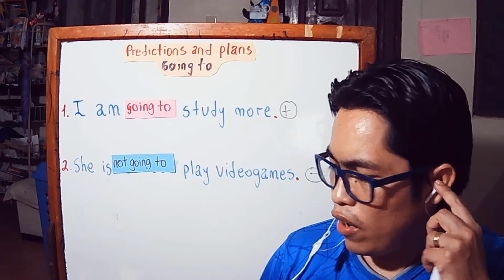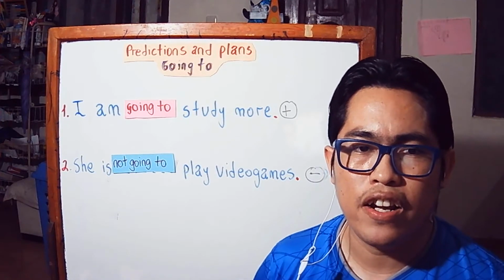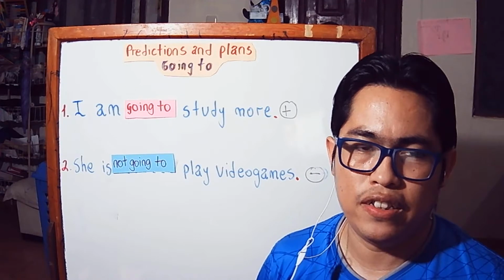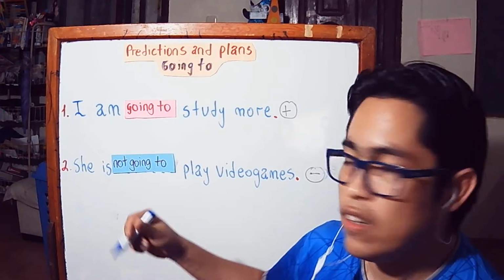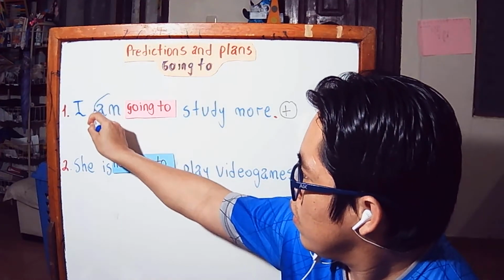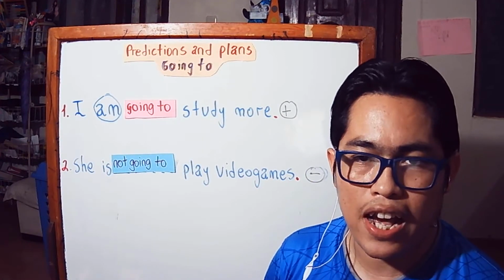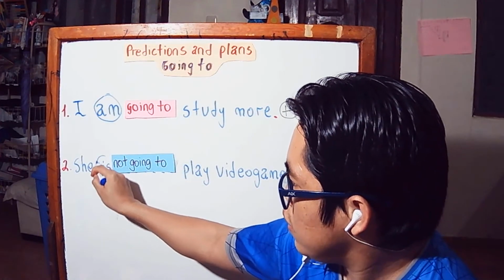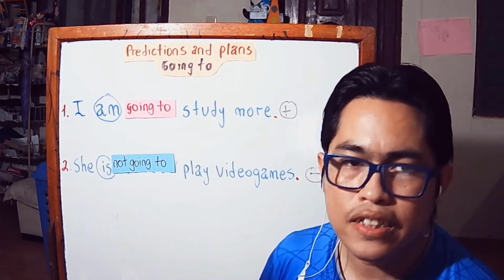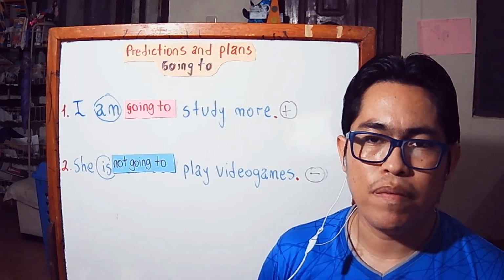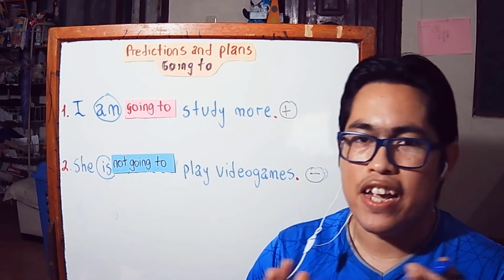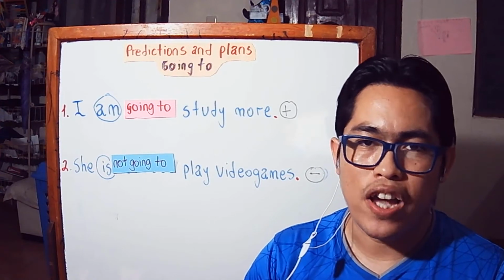So something important here is that we use the verb be with this structure. For example, look at here. This is the verb be, okay? And look here, is. This is the verb be. Do you remember the verb be? I am, you are, he is, she is, it is, we are, they are.